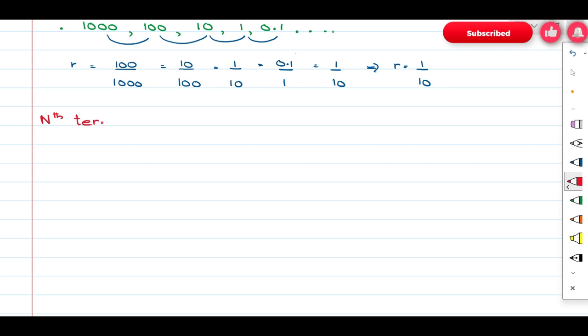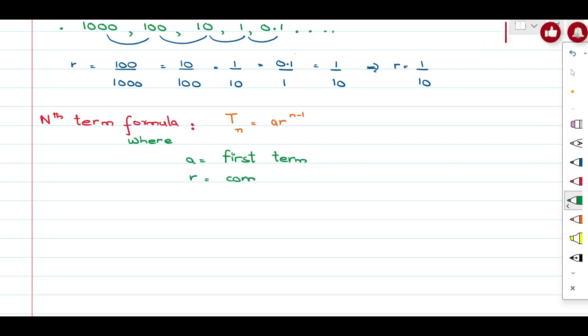Nth term formula. So the nth term formula for the geometric sequence is Tn equals a r power n minus 1. This is the nth term formula, right? Now, what is a, r, and n? So we can say where a is the first term, r is the common ratio, and n is the term number.